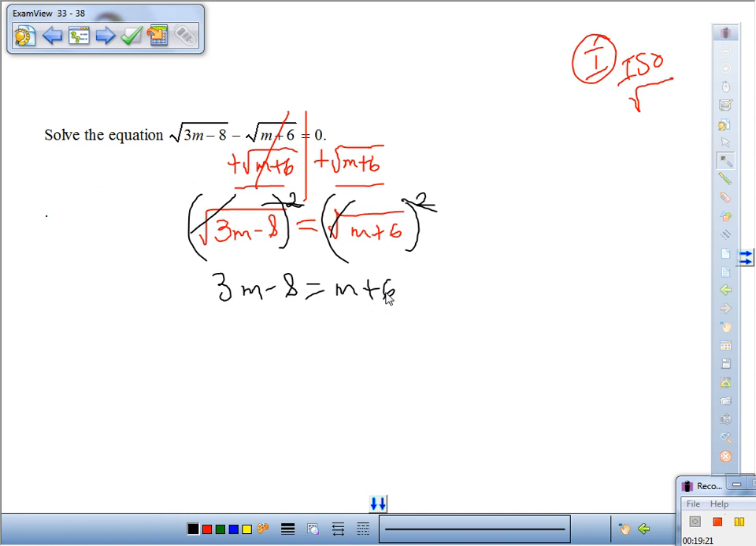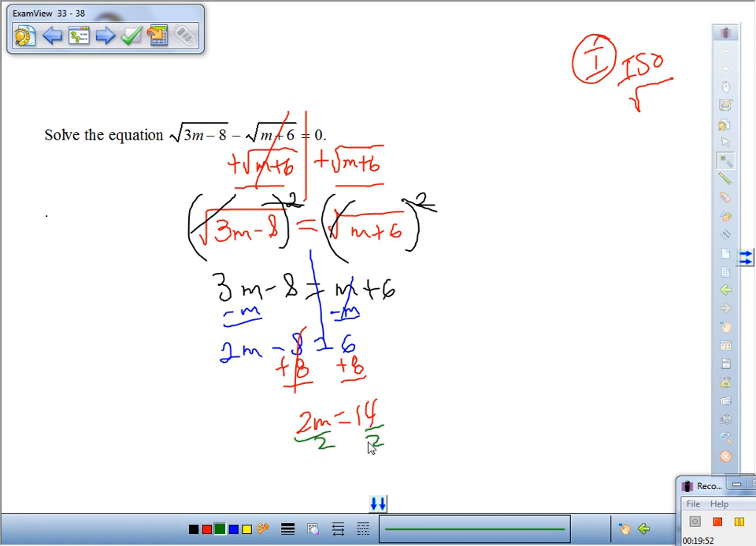Some of you are like, oh, I can't believe it's that easy. I know, right? What do we do then? Get all variables to one side. Where do I start? Minus m. We're left with 2m minus 8 equals 6. And then plus 8 plus 8. 2m equals 14. And lastly, divide by 2. M equals 7.